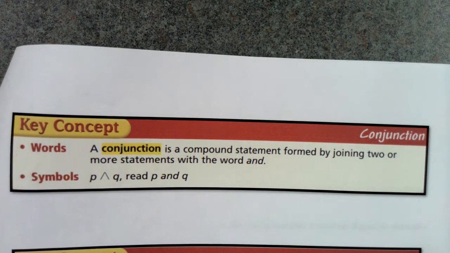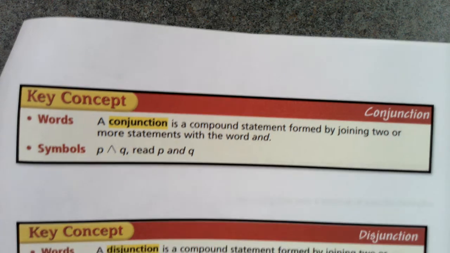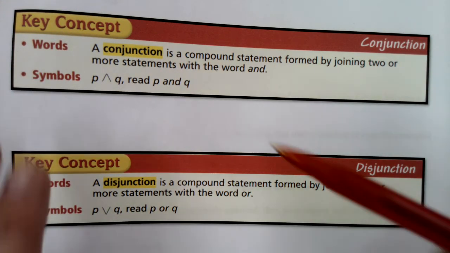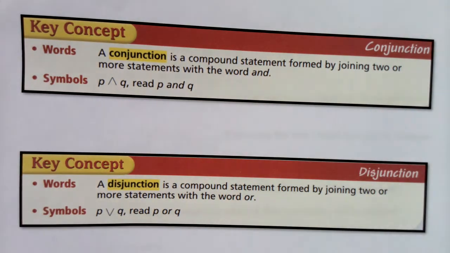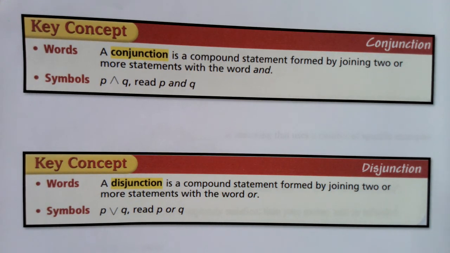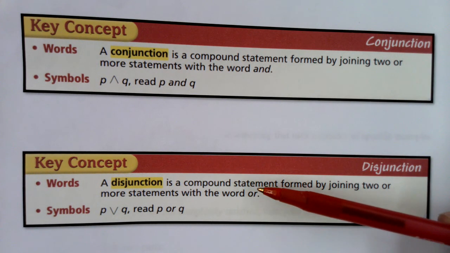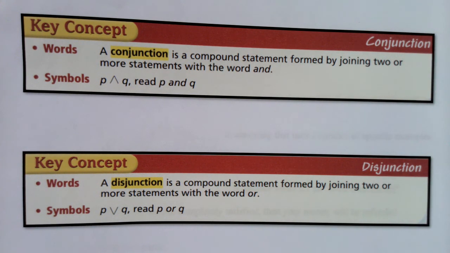A conjunction is a compound statement formed by joining two or more statements with the word and. In order for a conjunction to be true, both parts must be true. A disjunction is a compound statement formed by joining two or more statements with the word or. You only need one part to be true for a disjunction to be true. For a conjunction, both parts must be true. For a disjunction with or, you only need one part true.